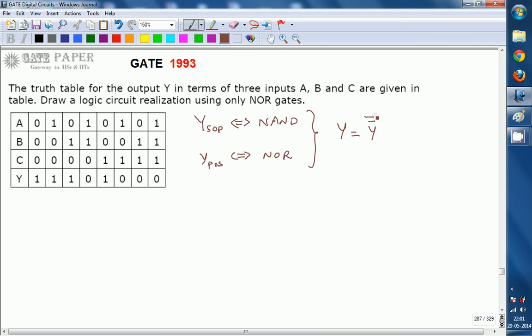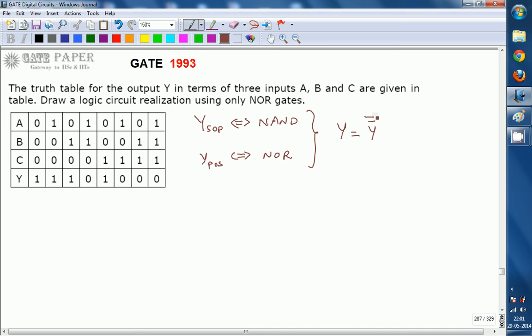Otherwise, if you are given an SOP expression and you want to realize it using NOR gates, you must express the equivalent POS expression for the given SOP, then realize using NOR gates. Likewise, if you are given a POS expression and want to realize using NAND gates, you express the equivalent SOP expression for the given POS, then realize using NAND gates.